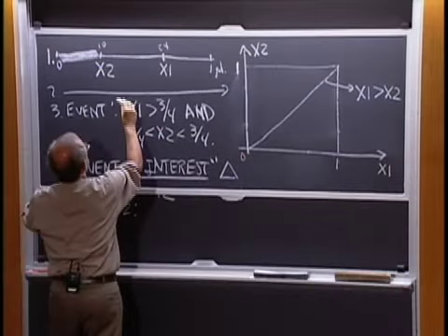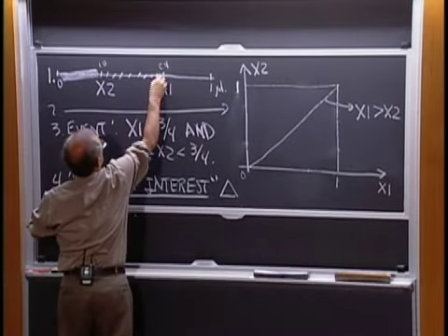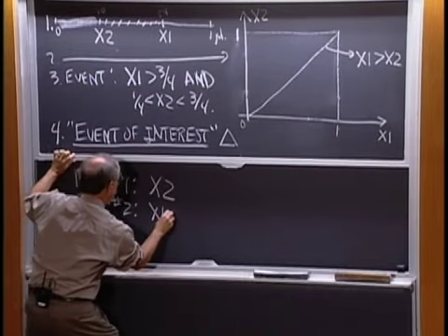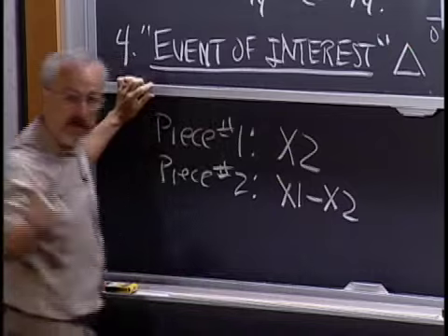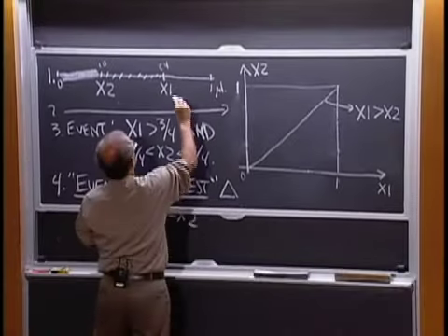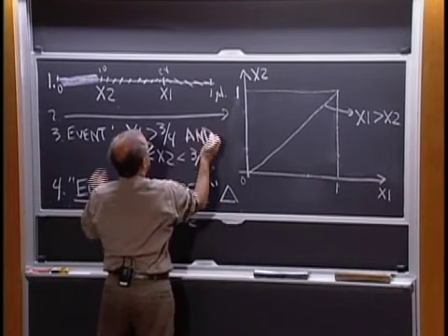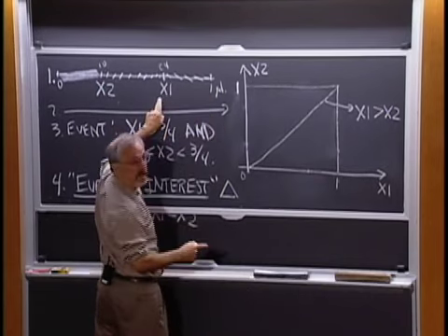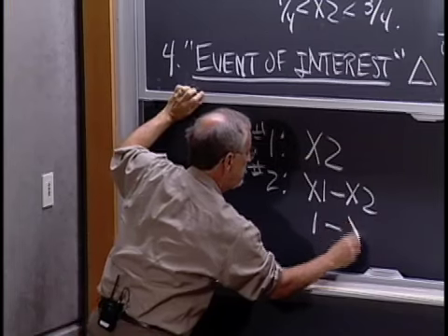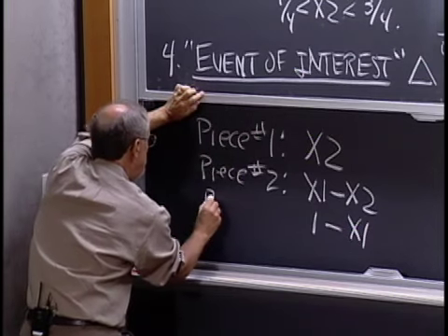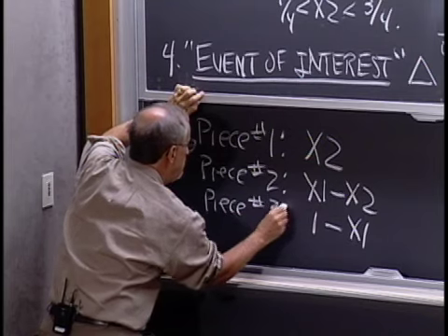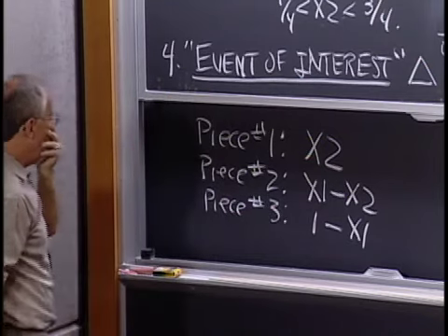The length of piece number 2 is x1 minus x2. Got that? Okay. Now we have one more piece to go here, and that is this one right here. The length of this piece is 1 minus x1. 1 minus x1 is piece number 3. All right.